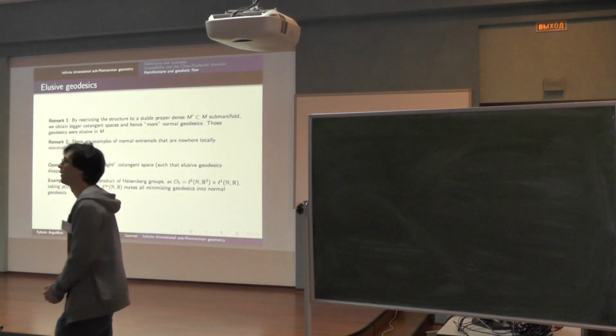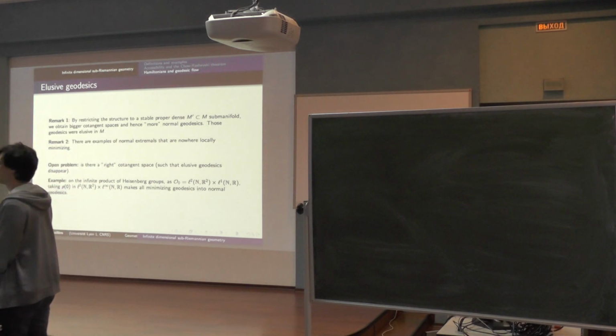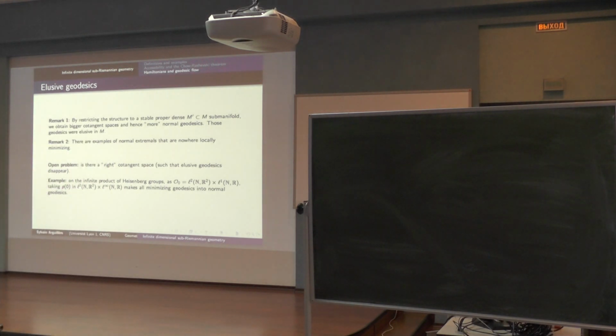Let me make one remark from the Russian point of view. Maybe you can explain better. I don't understand the last thing you tried to say. That elusive becomes not elusive if you change the cotangent bundle. What does it mean? I don't know. Okay, you have a choice. You have some choice of cotangent bundles. So here's an example. Change topology somehow.